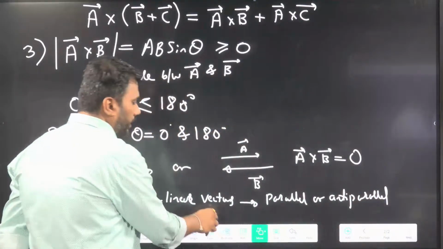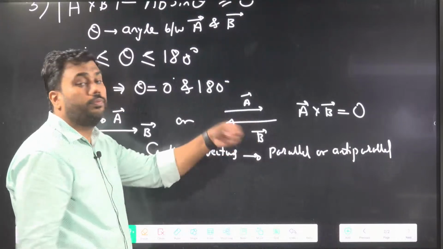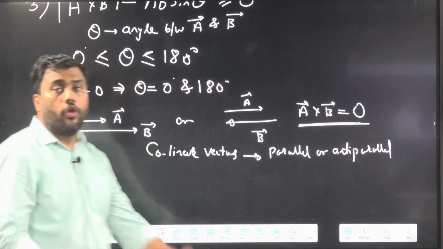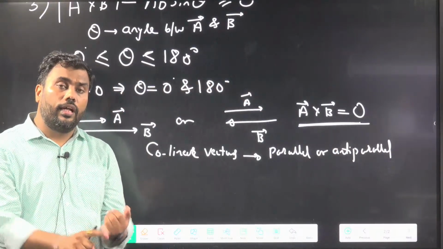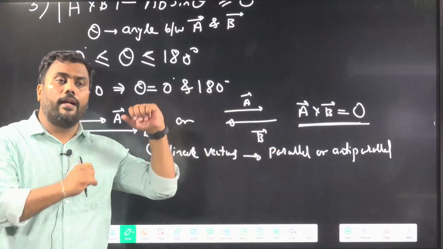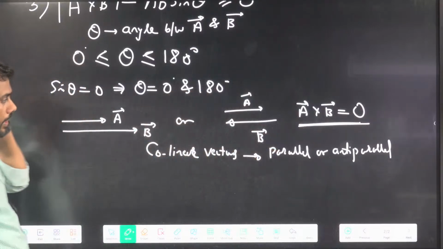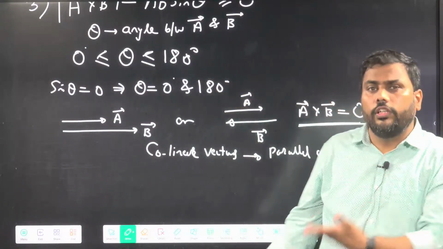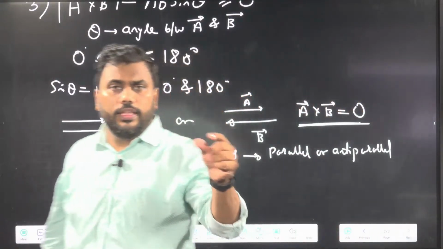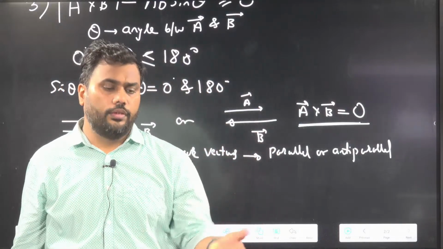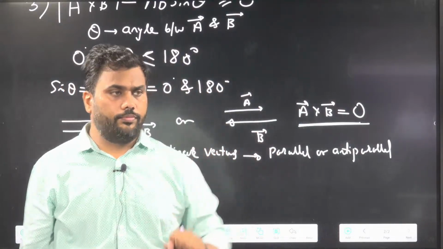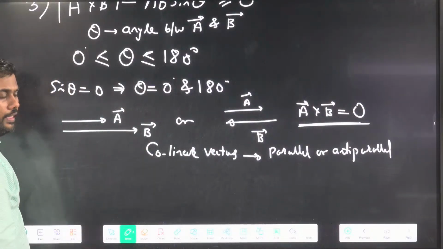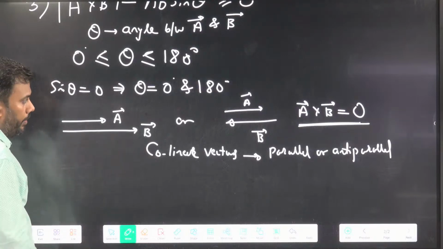When vectors are parallel or anti-parallel, the cross product is 0. If the cross product of two vectors is 0, they are parallel or anti-parallel. There are many questions on this concept. They will give you A cross B is 0, then what is the angle between them? It may be 0 or 180. Simple. So A cross B is 0 only when they are parallel or anti-parallel.